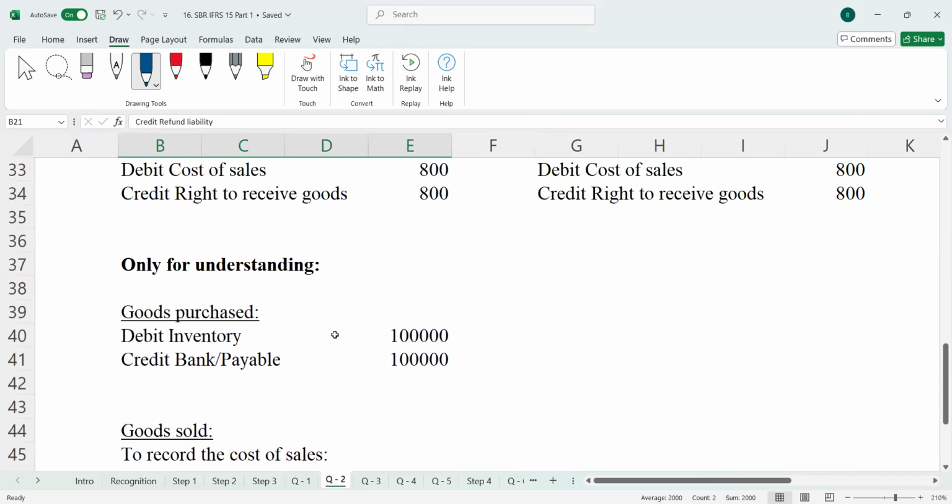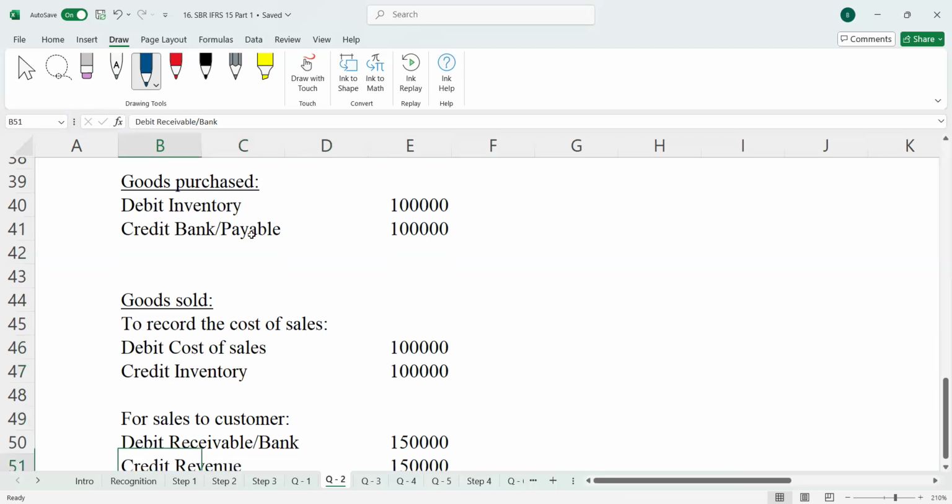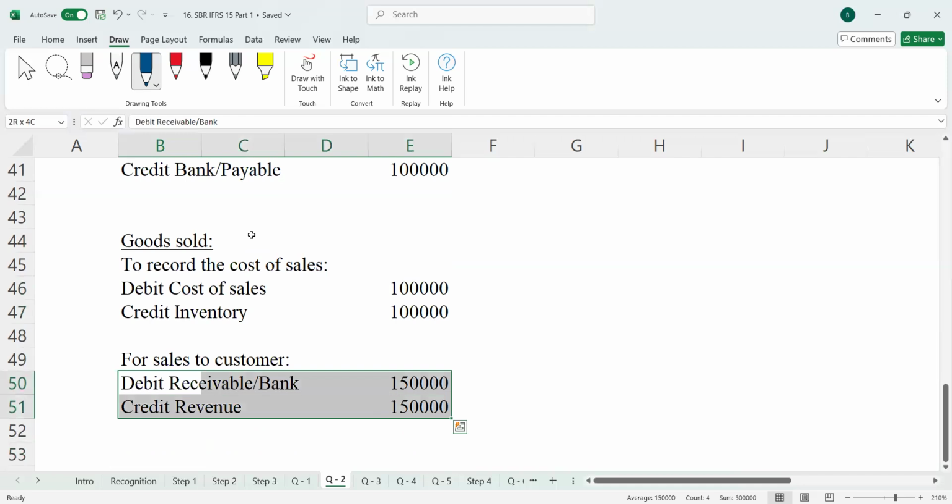Now see, this is just for understanding, random amounts that I have taken. Whenever you purchase goods, the journal entry we have learned till date was debit purchase, credit trade payables. That is not the case. Actually, it is debit inventory and credit bank or payable in practice. I don't take this amount to purchases right now; I first take it to inventory. Now, when I sell the goods, I have to record the cost of the sales. I have sold certain goods, so I will have to recognize the cost of those goods. So debit cost of sales and credit inventory. The goods have gone out, right? And when I actually sell the goods, debit receivable or bank, credit revenue. Understood?